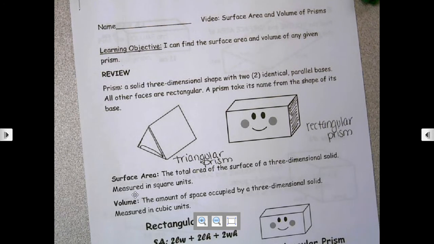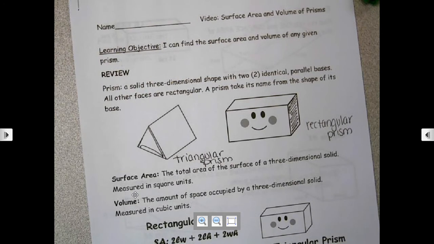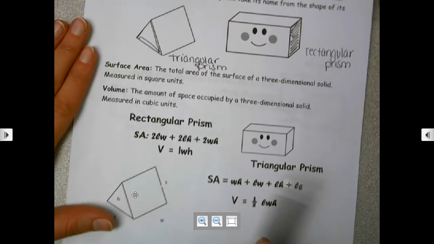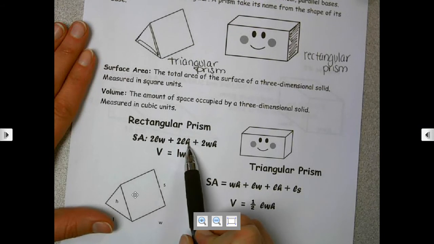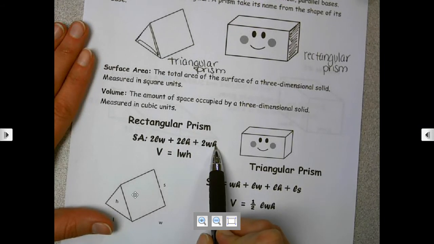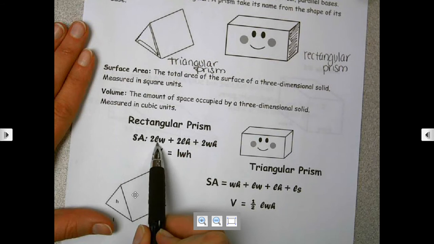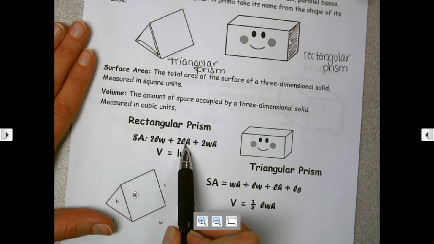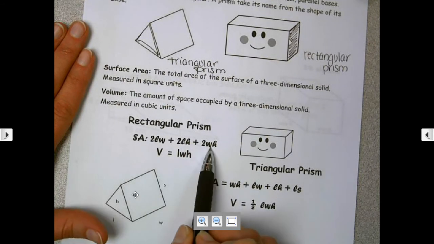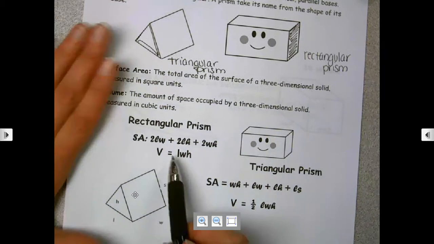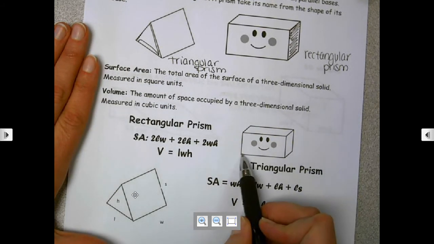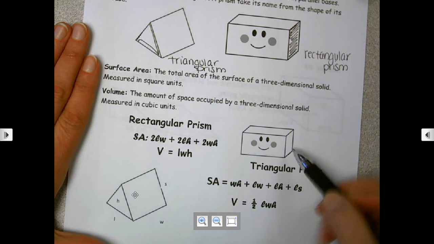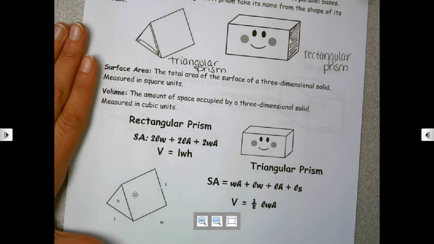First, we have a couple of formulas that we need to remember. For surface area of a rectangular prism, we're going to use 2 times length times width plus 2 times length times height plus 2 times width times height. Okay, we have two sides that are length times width, two sides that are length times height, two sides that are width times height. And then for our volume, our formula is length times width times height. We're going to multiply the length, the width, and the height to get cubic units.